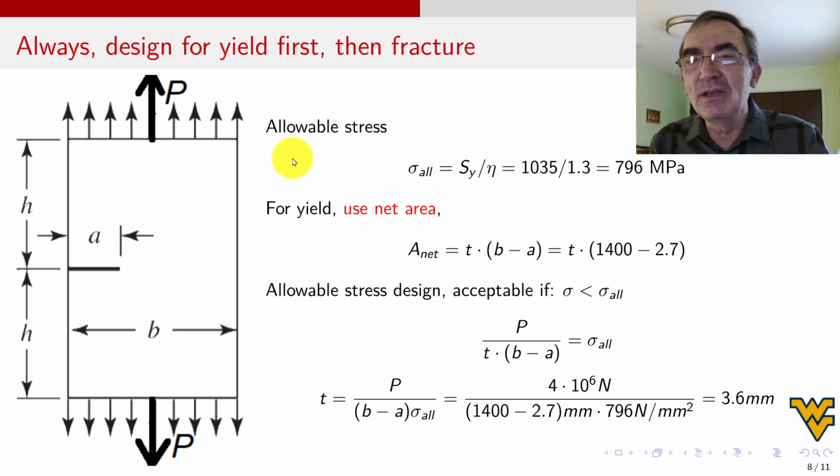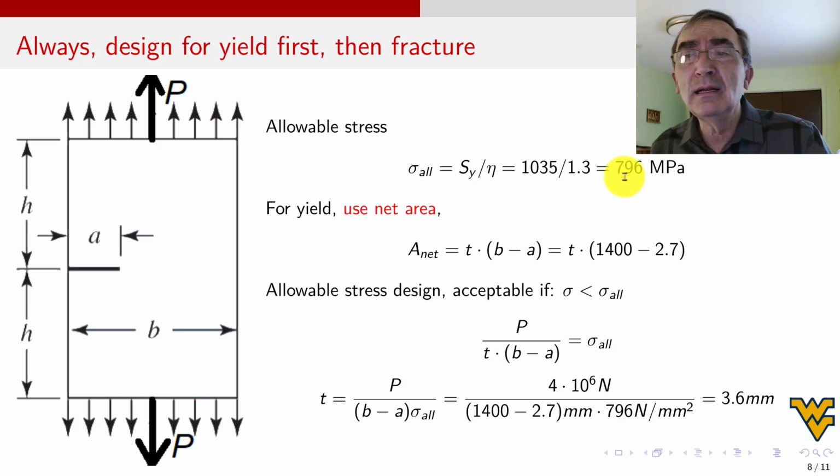So which one you do? Well, it depends on convenience. Whatever makes your life easier. In this example, it makes my life easier if I put the safety factor on the strength. So basically I'm saying, okay, the material has an S sub Y, which is 1035 megapascal, that's the yield strength. But since I want a safety factor of 1.3, I'm going to reduce this number, and I'm going to pretend that my material can take only 796.